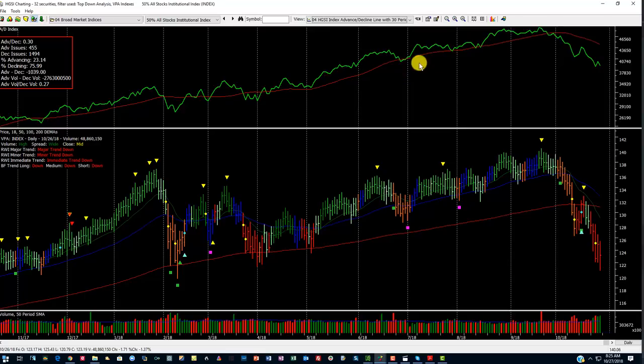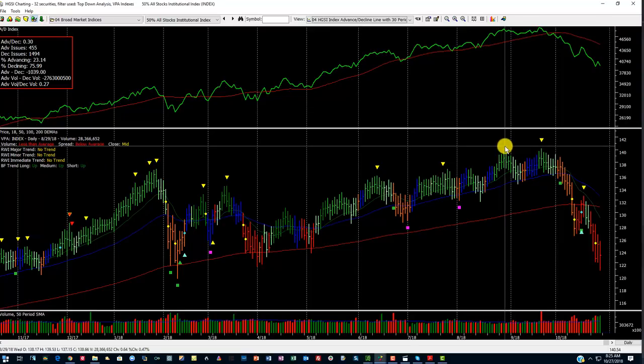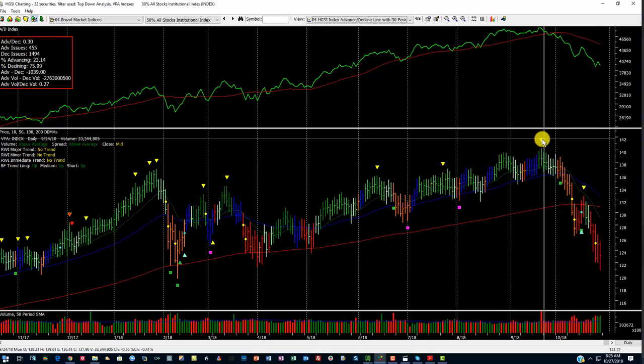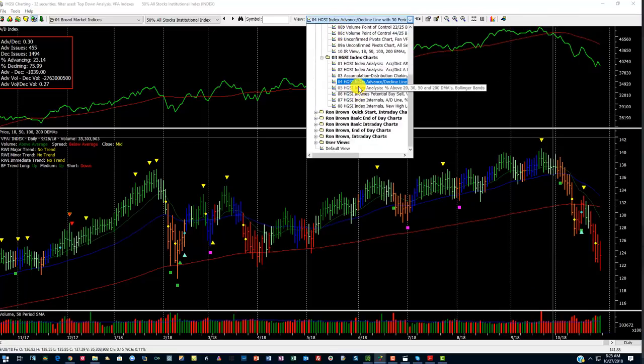Notice how it always stayed above the moving average until recently, and it started breaking down. In fact, if I put a crosshair on here, it was right at the peak there, and then it started rolling over, and you can see it went down through the moving average. Notice how the volume has been picking up as fear has been increasing.